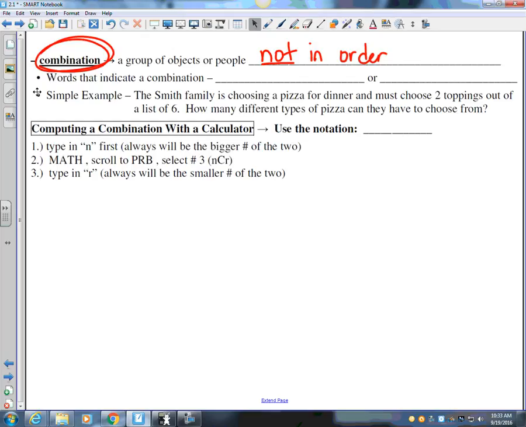All right, so words that indicate a combination to kind of help you know which one is which. So if you see the word select or choose, 99% of the time that's going to be a combination. Will somebody read that example for us?